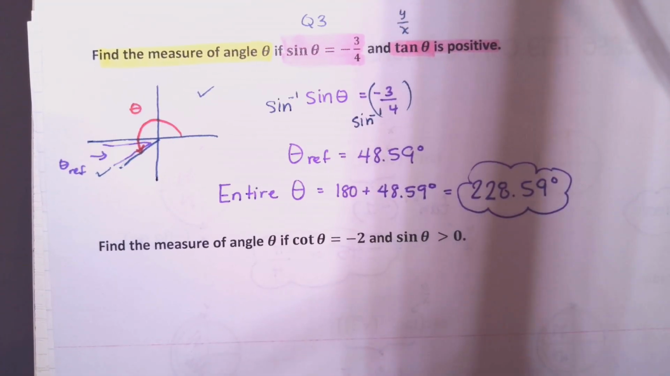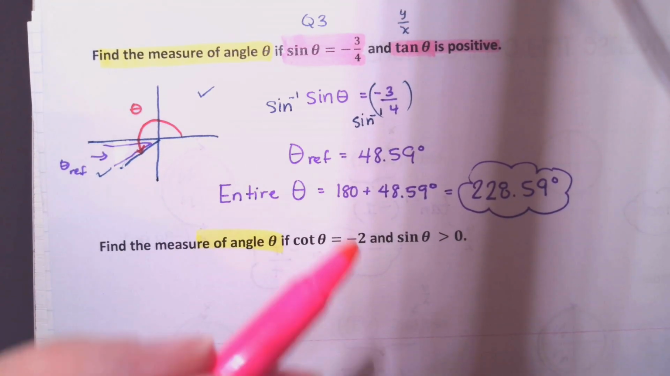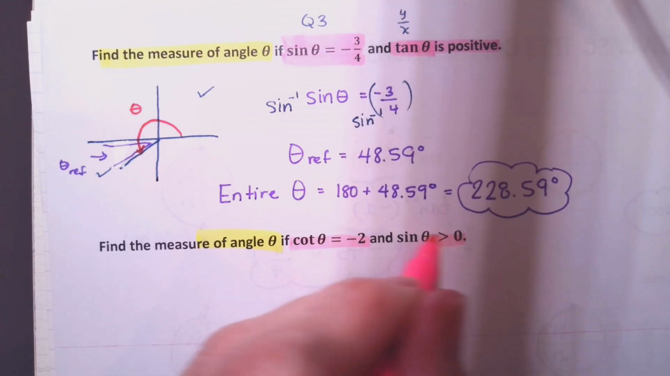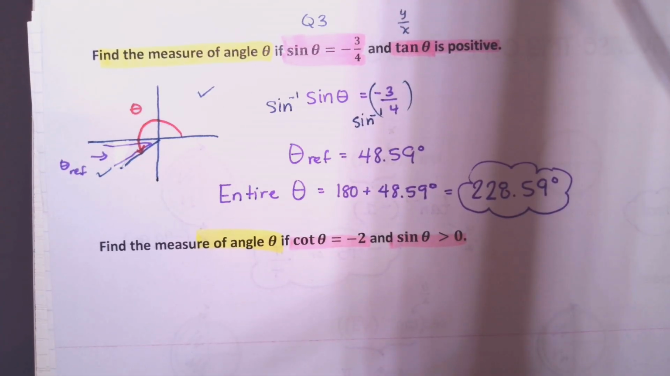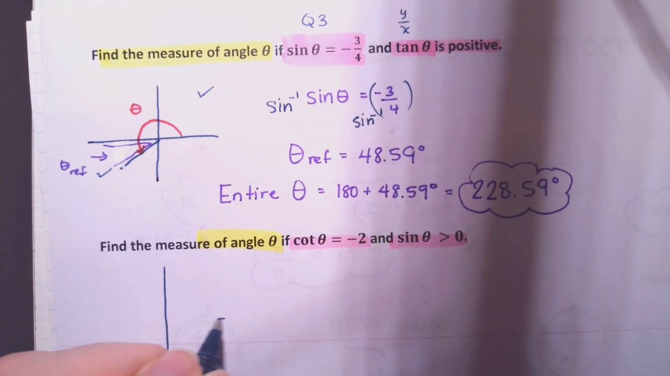All right, up next, find the measure of the angle. So again, looking for the angle measure. And we know the cotangent. Cotangent is -√2, and we're told the sine is greater than 0, so sine is positive. So again, first thing I'm going to do is just figure out where the heck this angle is. Okay, so I'm going to draw a little coordinate plane.